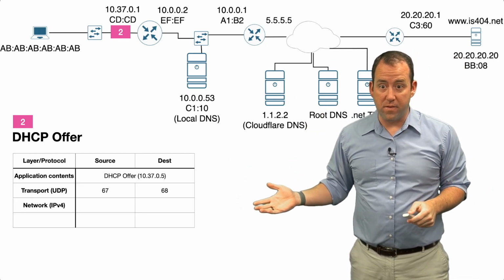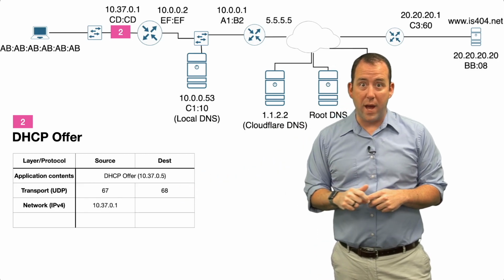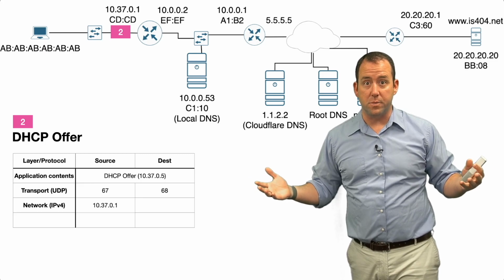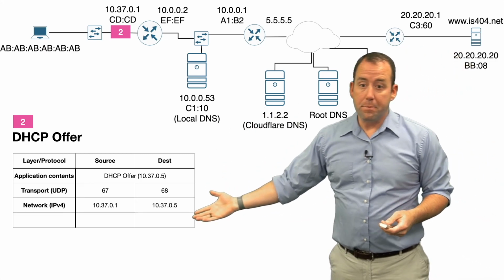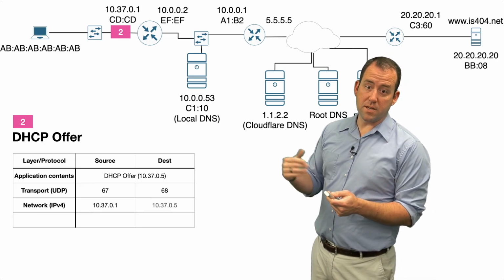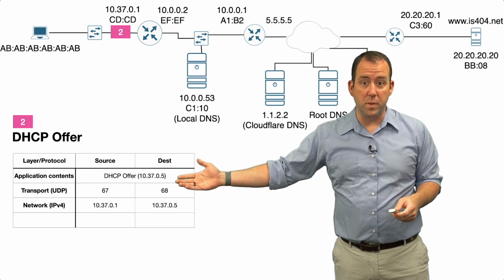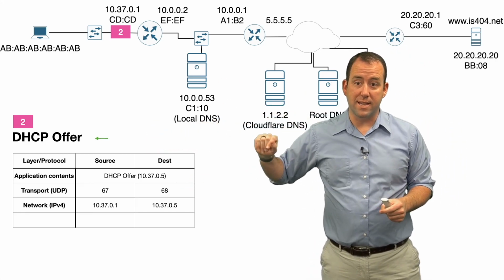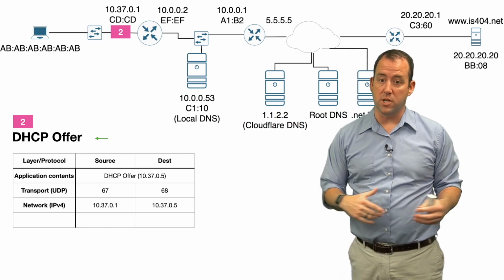We have our IPv4 addresses. And in this case, our message back is coming from 10.37.0.1 because that is our DHCP server. That's the machine that is running our DHCP server application. And the message coming back is going to be sent to 10.37.0.5. That is the IP address that was being offered. And in this case, that makes this message, instead of being a broadcast, what is called a unicast, a message from one machine to one other machine.